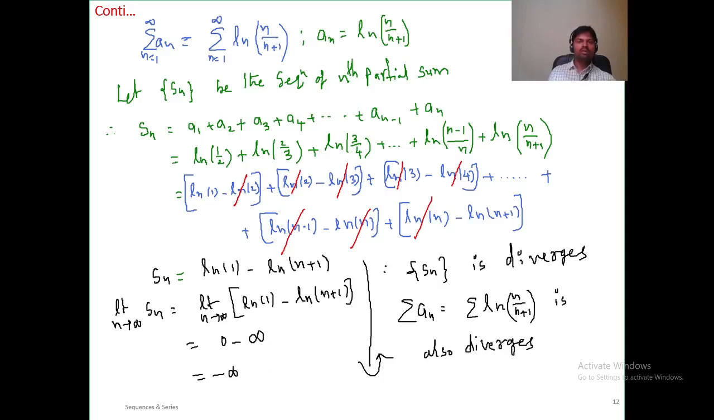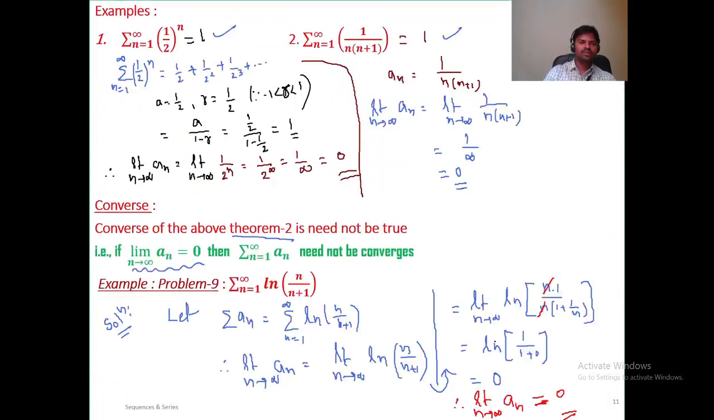That's why the converse of the theorem need not be true. Here the nth term is going to 0, but the series is not converging. Look once again, the nth term is going to 0 here, but what is happening? The series is not converging.